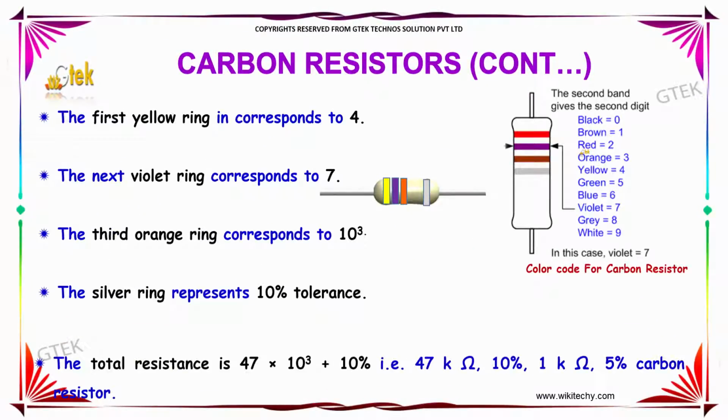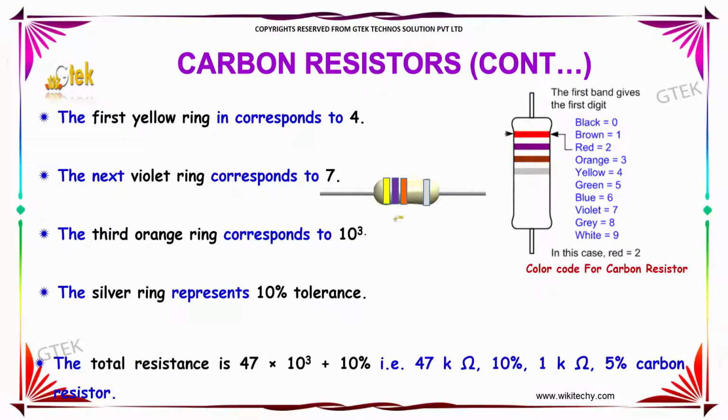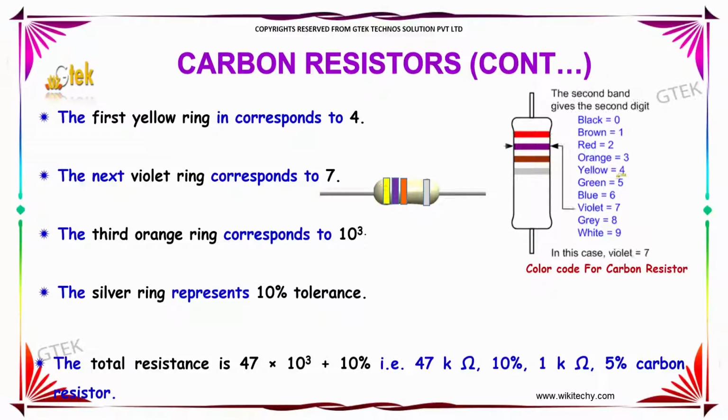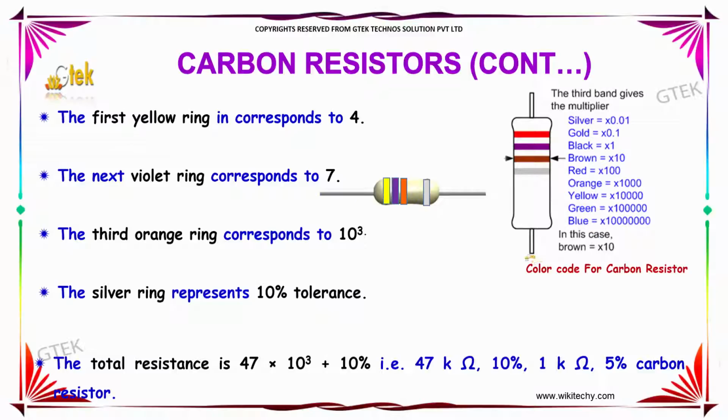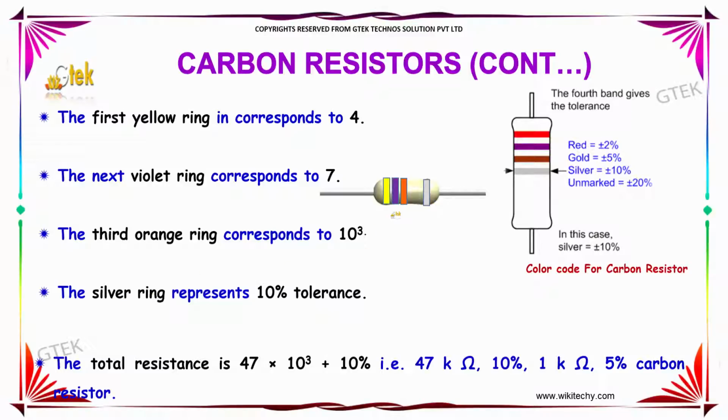I am trying to show you a typical example. The first yellow ring corresponds to the value 4. You can see here. The next violet ring corresponds to 7. The third orange ring corresponds to 10 power 3. And the silver ring corresponds to 10% tolerance.